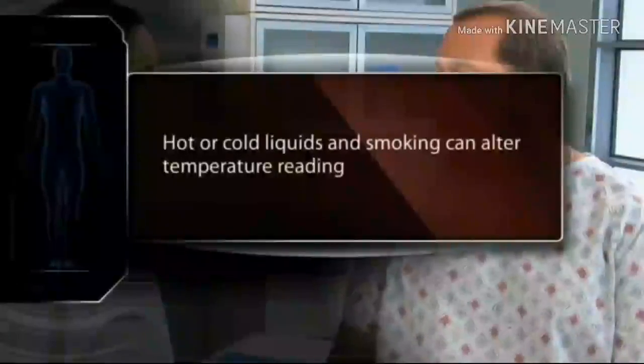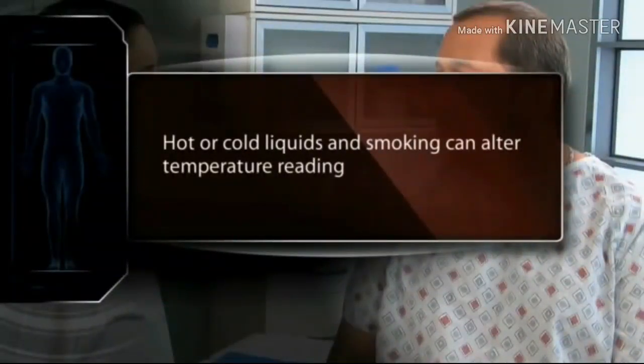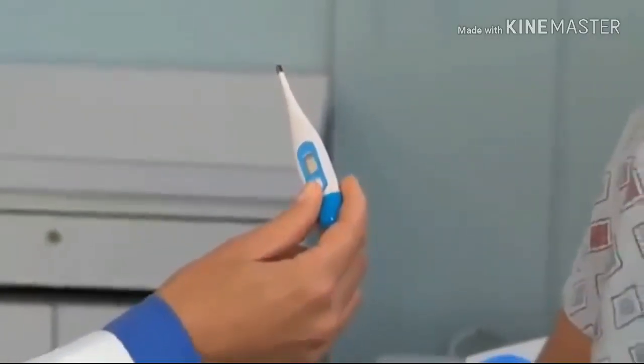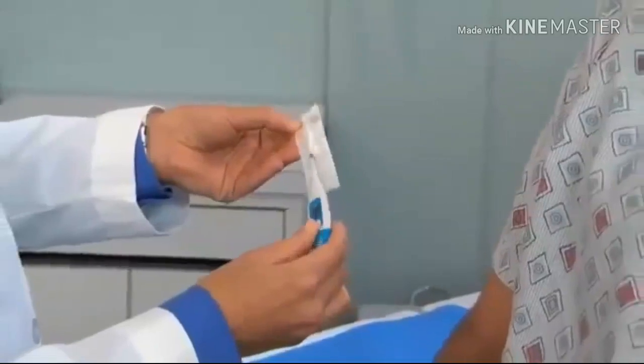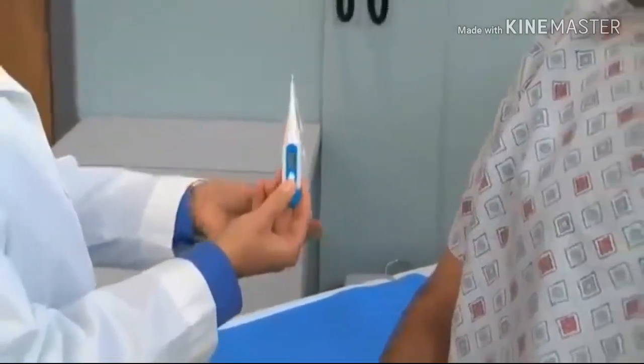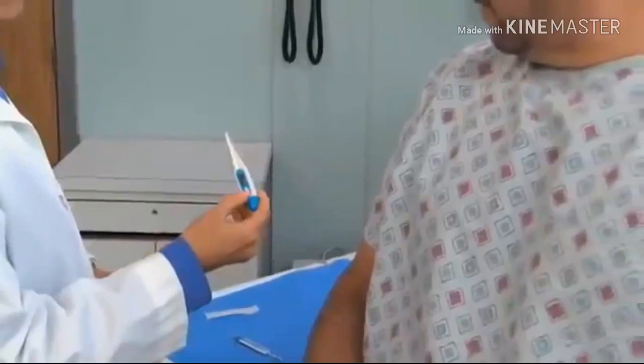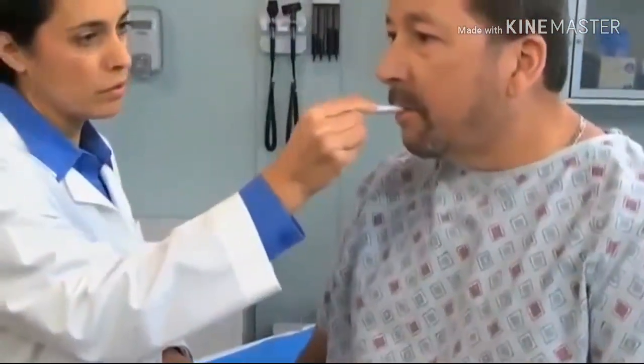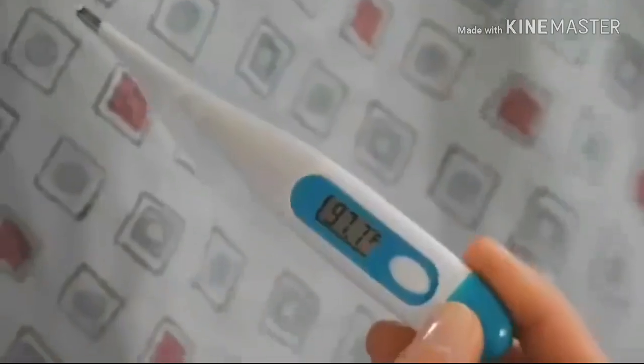Note that hot or cold liquids, or even smoking, can alter the temperature reading, so in these cases, it is best to delay measuring the temperature for 10 to 15 minutes. Electronic thermometers are increasingly replacing glass thermometers. To use this device, carefully place the disposable cover over the probe. Insert the thermometer under the tongue and ask the patient to close both lips, and then watch closely for the digital readout. An accurate temperature recording usually takes about 10 seconds.